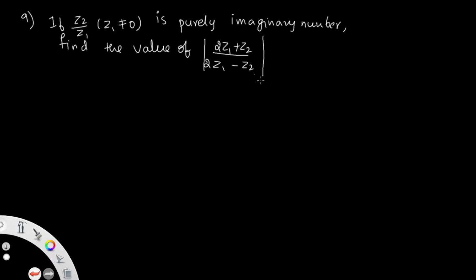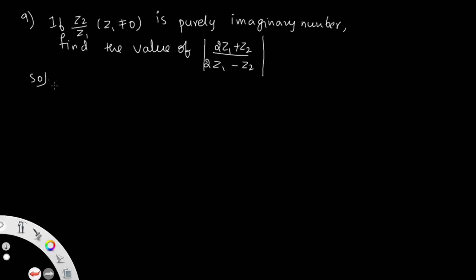In the question it is given that the fraction z2 by z1, where z1 is not equal to 0, is a purely imaginary number. Purely imaginary number means the real part is 0. The real part should be 0. For a complex number z = x + iy, a purely imaginary number means x is equal to 0. That's why we have to take it this way in the solution.